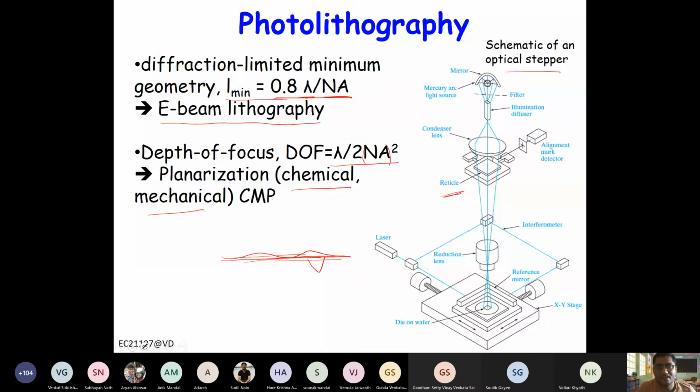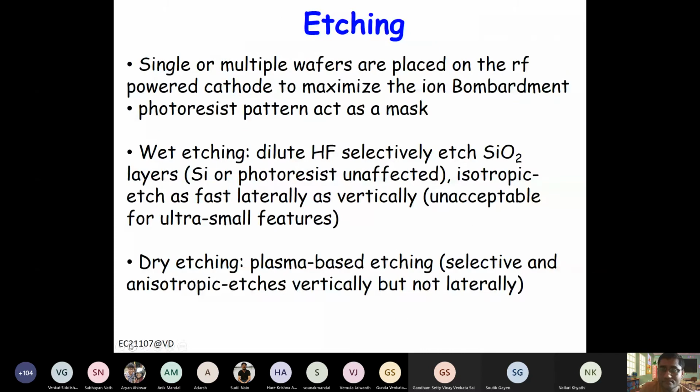Then another process is etching. Once you have photolithography, we have to etch out, right? So in the etching chamber, you can have single wafer or multiple wafer, and it is done through, especially what we are describing here, the reactive ion etching, right?